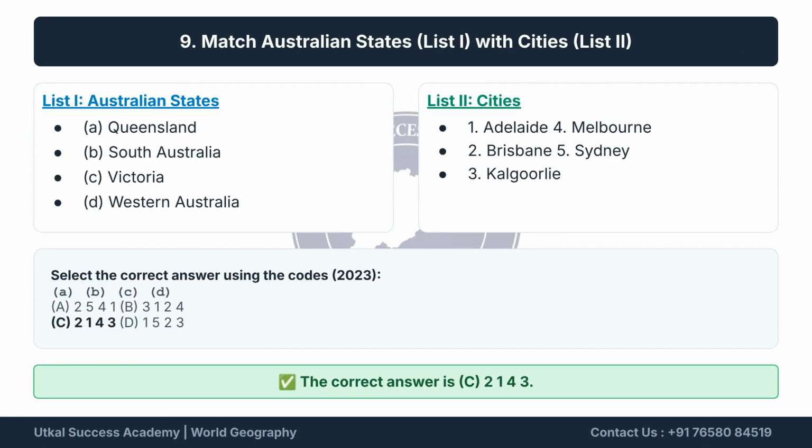The final question is a matching exercise from 2023, requiring us to match Australian states with their cities. The correct match is Queensland with Brisbane, South Australia with Adelaide, Victoria with Melbourne, and Western Australia with Kalgoorlie.